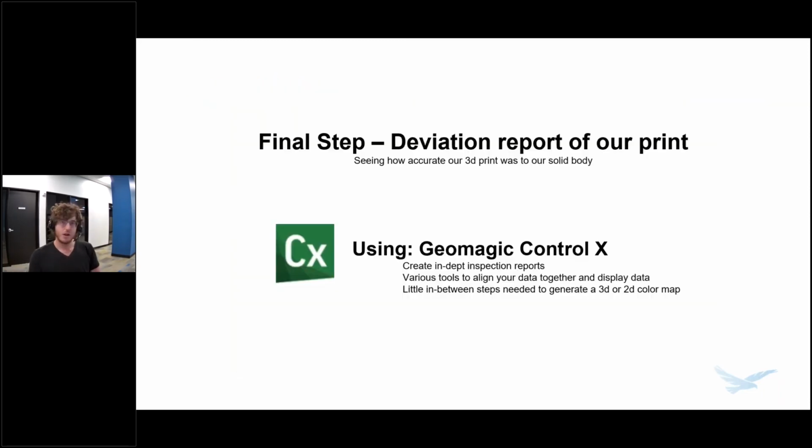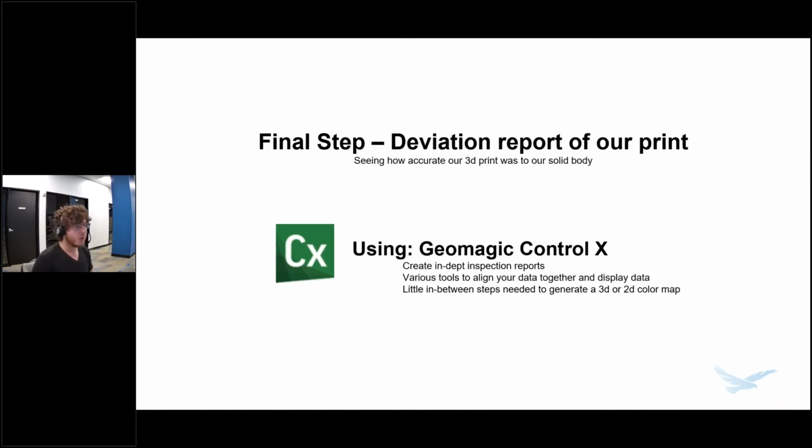So we have our print, and now, just like I stated, if this is a typical product development, we want to go through some kind of deviation report, some kind of quality control. That's where something like Control X can come in handy. Control X allows you to create in-depth inspection reports pretty quickly. In this case, I only needed to click 3 buttons before I could get that 3D color map, just because I needed to align my data together and then actually generate the color map.